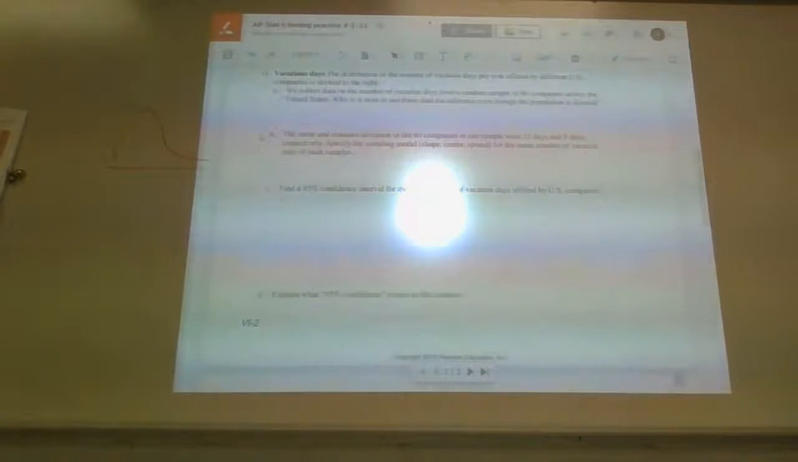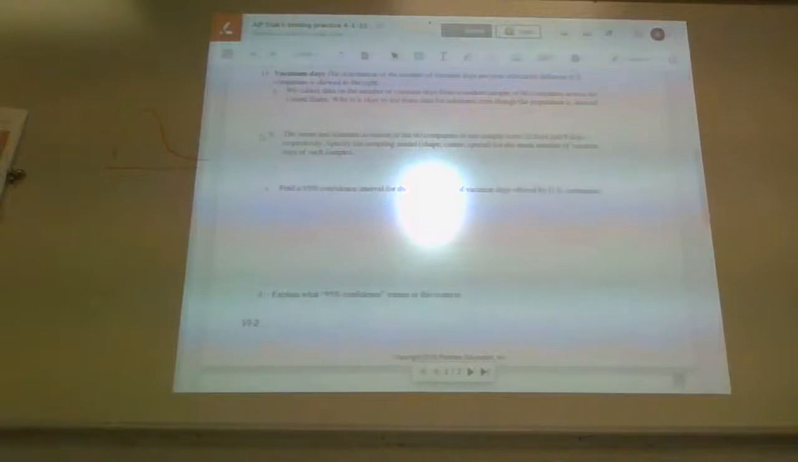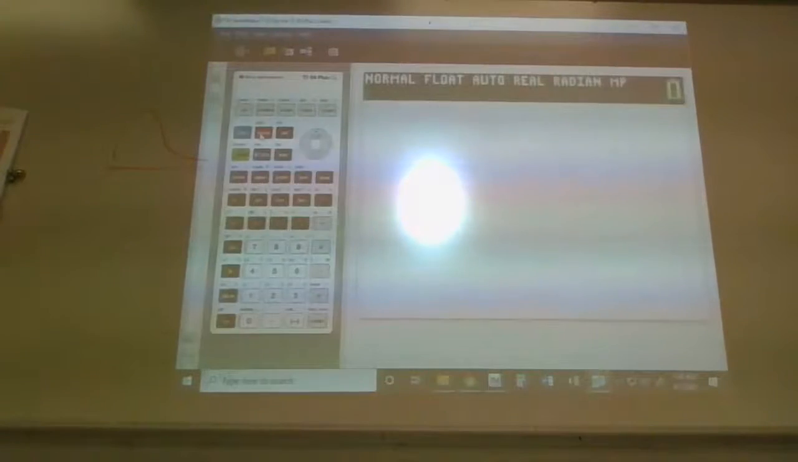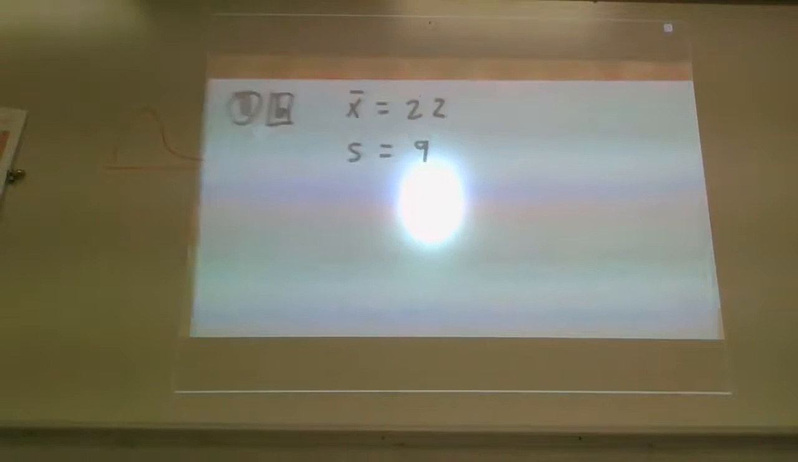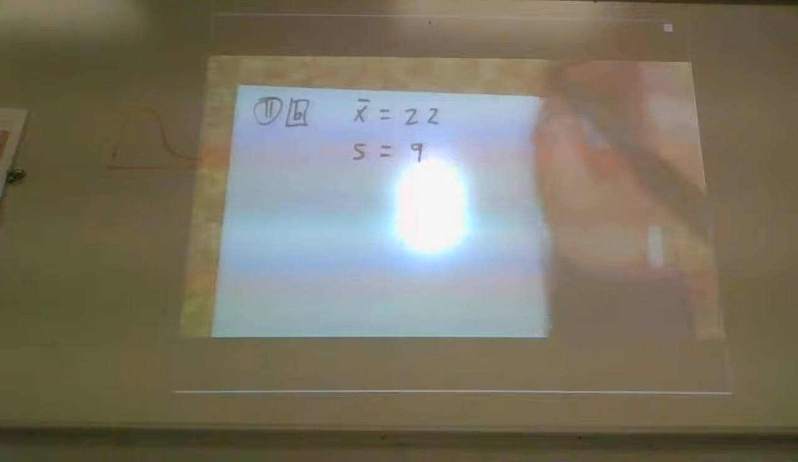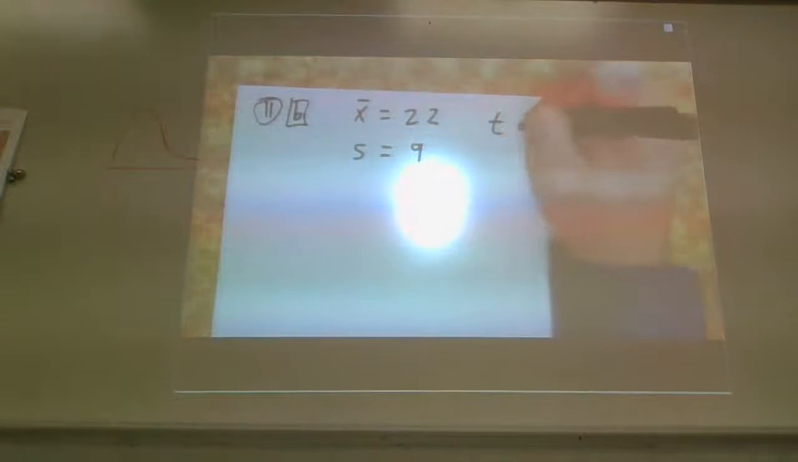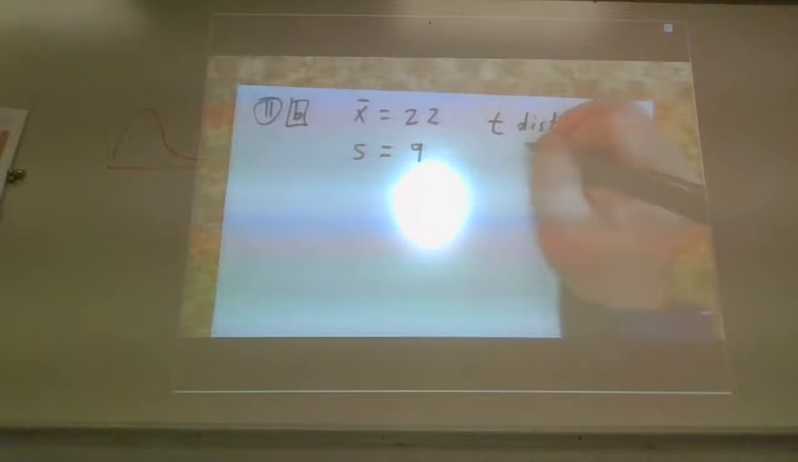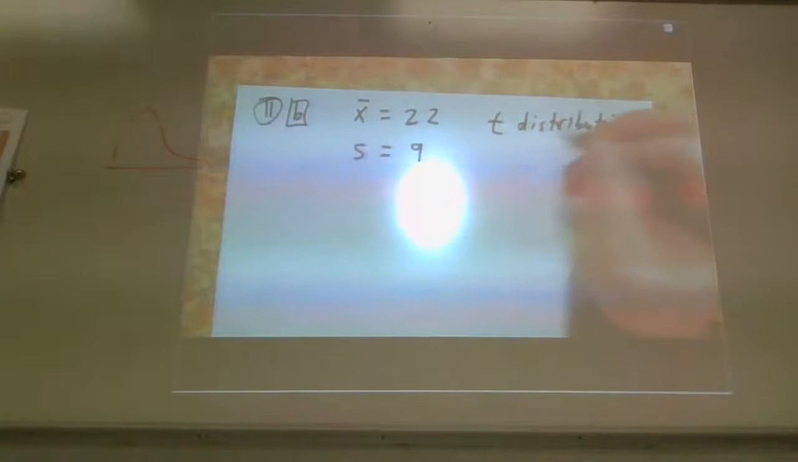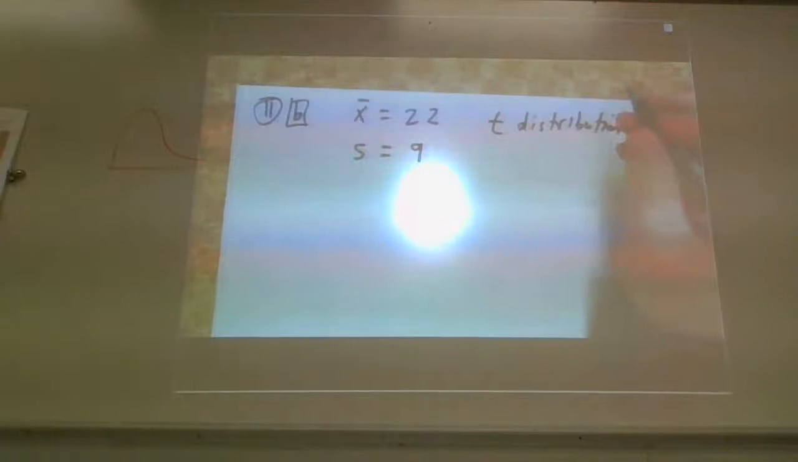So what they want to know is, they want you to specify the sampling model, the shape, the center, and the spread for the mean number of vacation days of such samples. Now, the sampling model that we are going to be using is a T distribution. And we are going to be using this 22 as our anticipated mean.